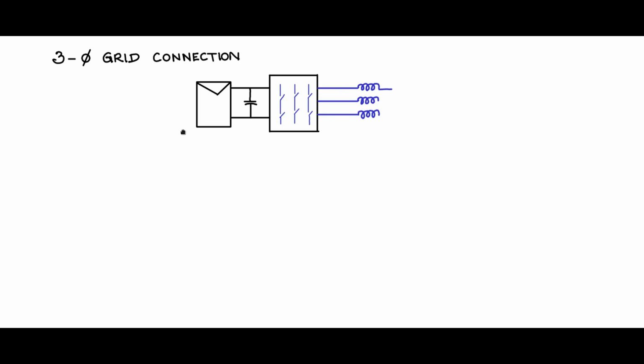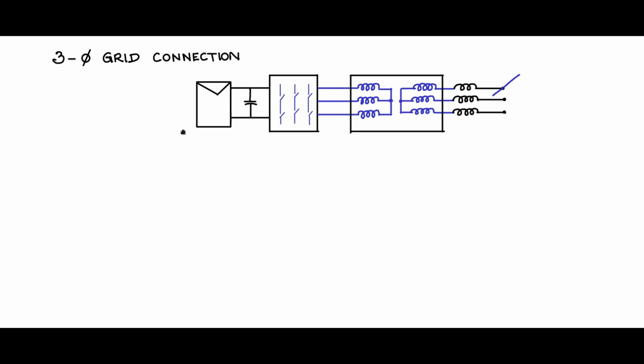Now, the three-phase inverter output is connected to the primary of the transformer. The secondary of the transformer is connected to three inductors, and then the RYB phases like this. So you have the nomenclature: PV, the inverter, three-phase inverter, and the transformer.